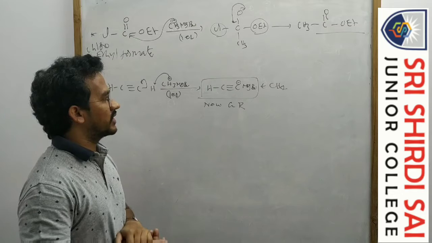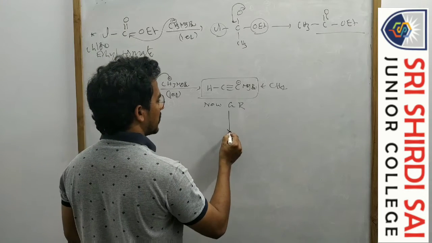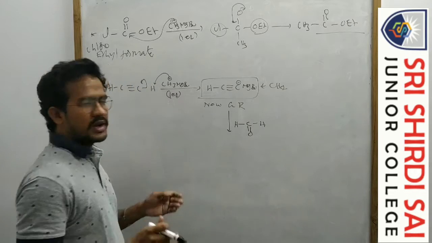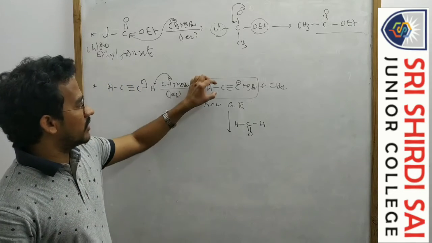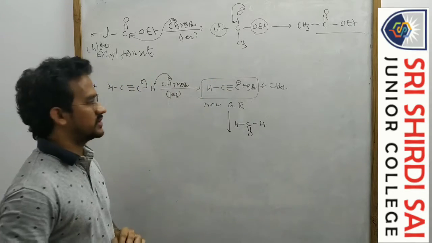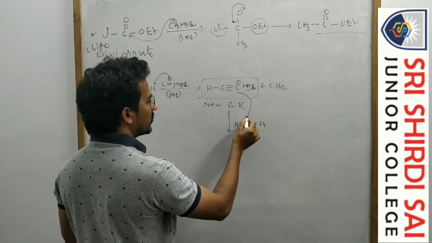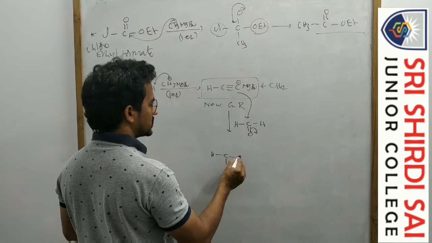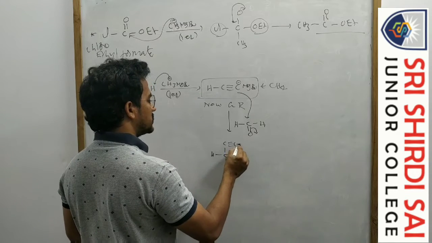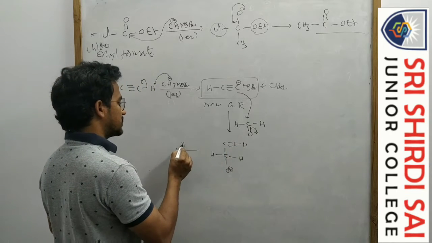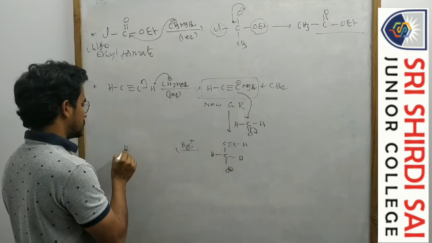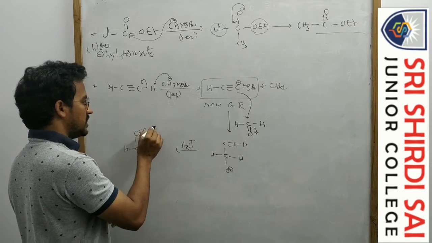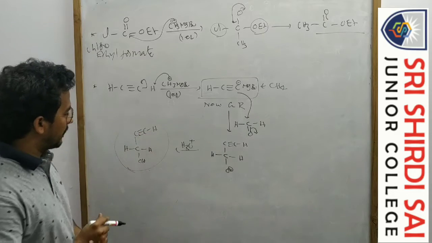Now this one, on further reaction with formaldehyde or any other carbonyl compound or other acid derivative, works as a Grignard reagent. This one acts as a nucleophile and attacks this carbon. So H, C, O minus and hydrogen, C triple bond C H, followed by hydrolysis: HCH, here OH, here C triple bond C H. So this is the product.